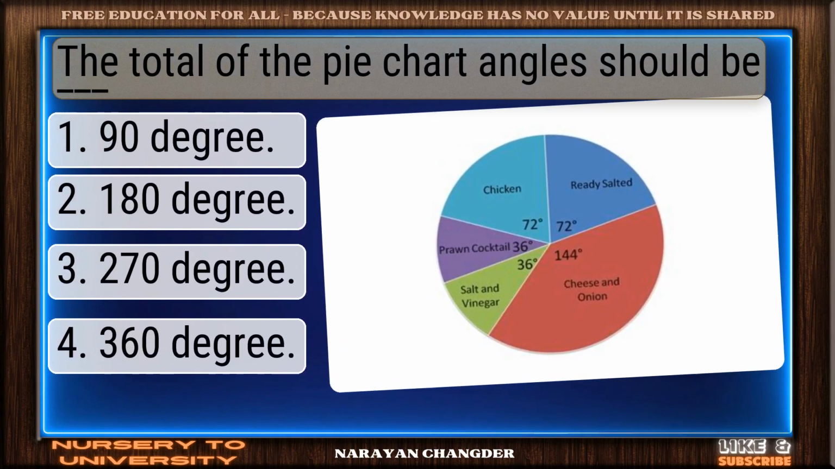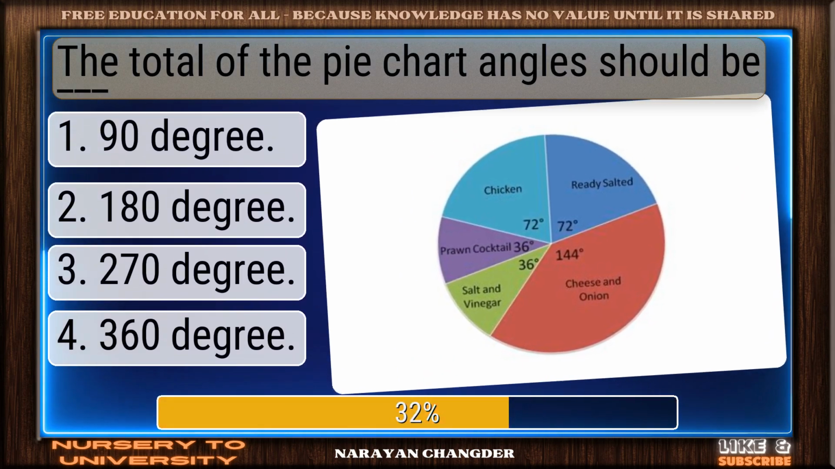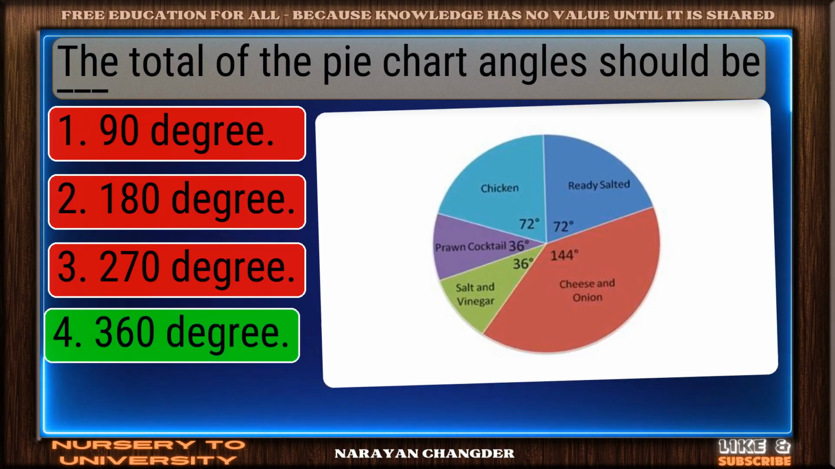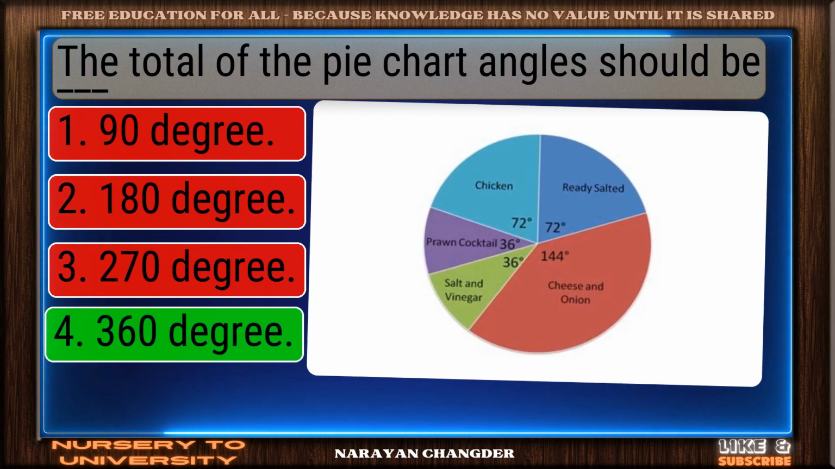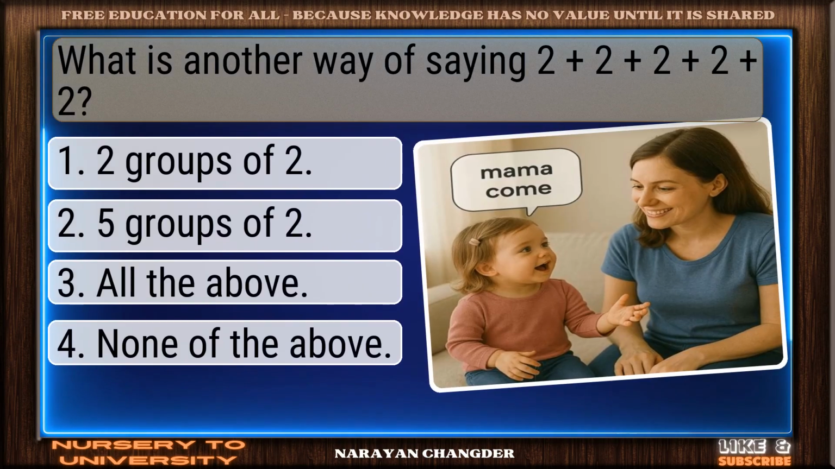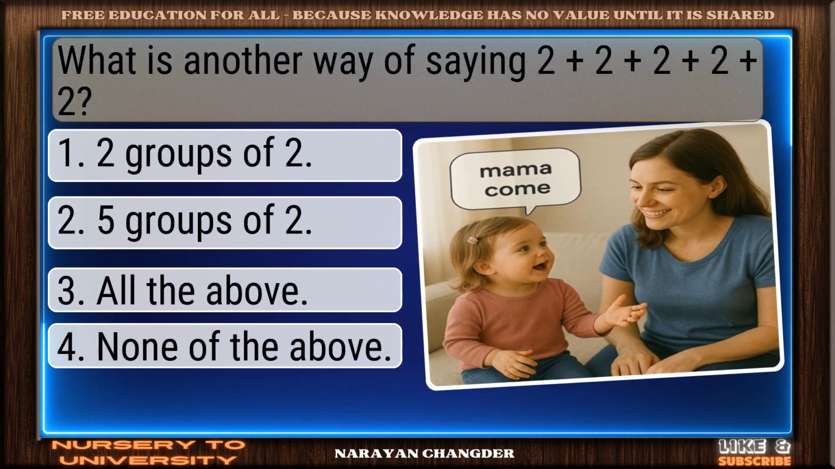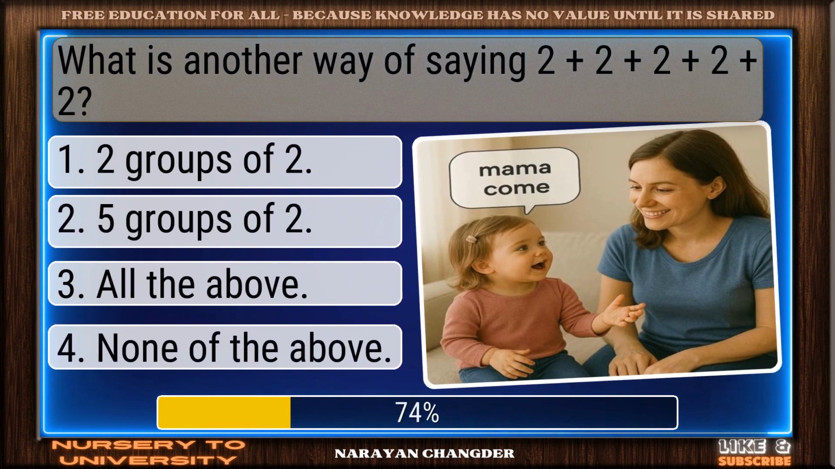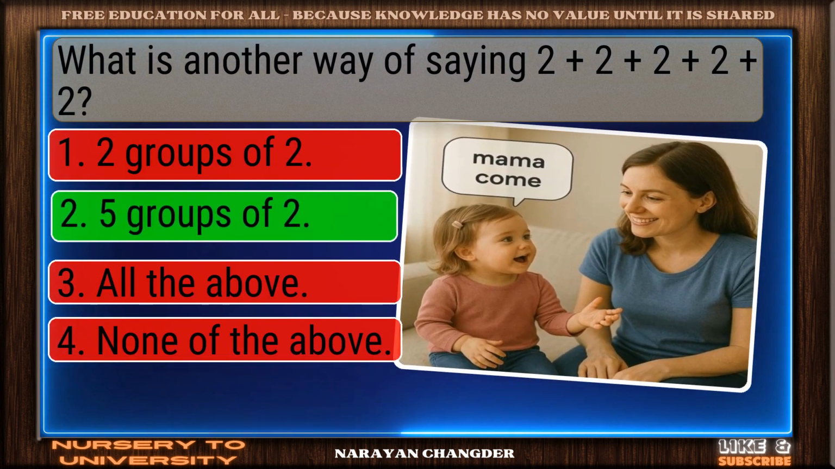Question number 193. The total of the pie chart angles should be dash. Excellent. 360 degree is a brilliant choice. Question number 194. What is another way of saying 2 plus 2 plus 2 plus 2 plus 2? Well reasoned. 5 groups of 2 is the correct choice.